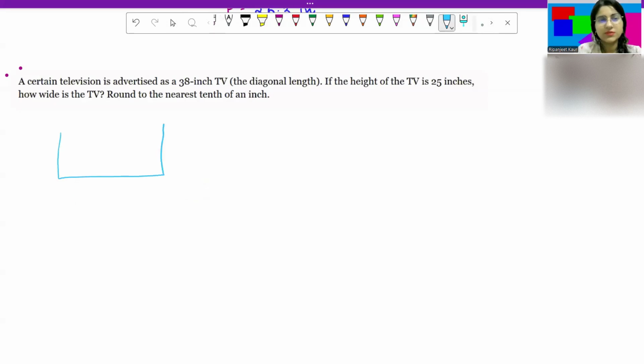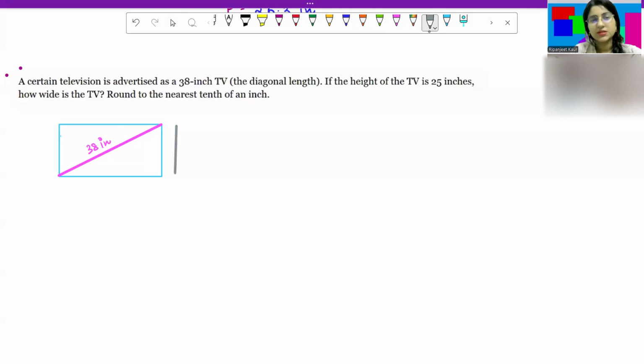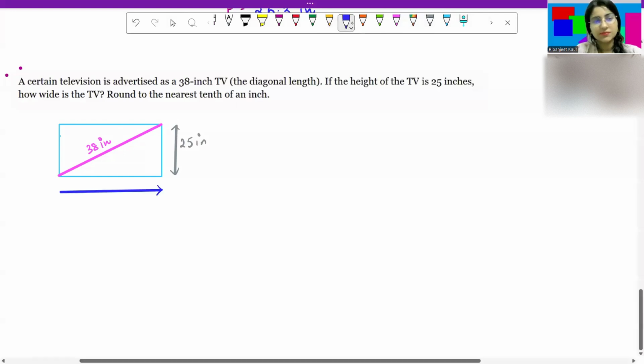So the first step is that we make a figure for this. A certain television is advertised as a 38-inch TV. So its diagonal length is 38 inches. If the height of the TV is 25 inches, how wide is the TV? That is what we have to find out, rounded to the nearest tenth.